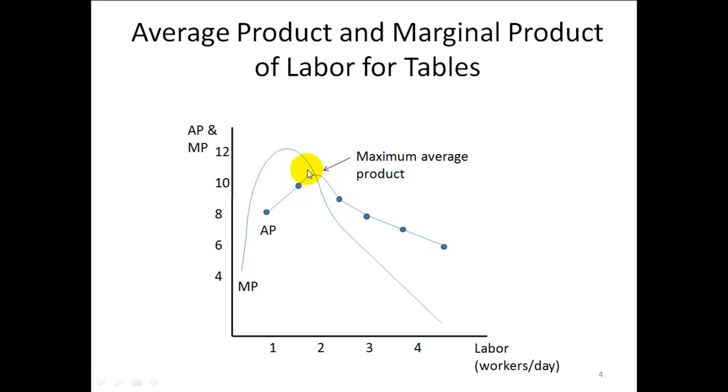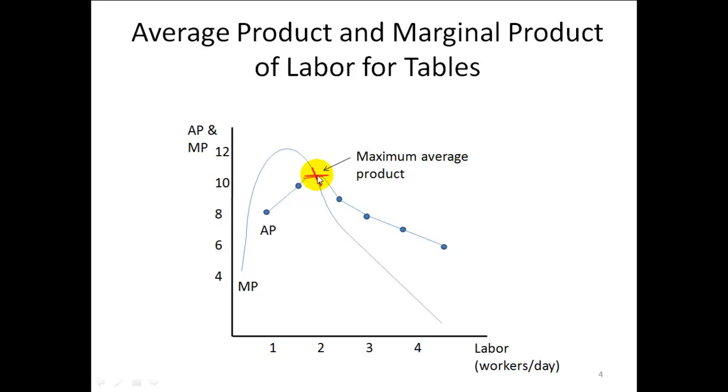But look at this. The first graph that we are looking at here is the marginal product, which, if you recall, was the additional product produced by each additional worker. And the second graph over here is the average product, which is the total output divided by the number of workers. The important point to note is that the marginal product curve intersects the average product at the point where average product is the maximum.